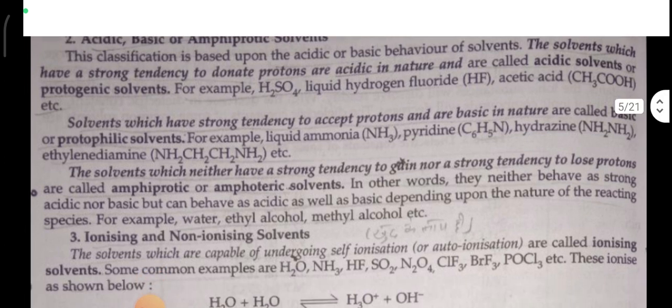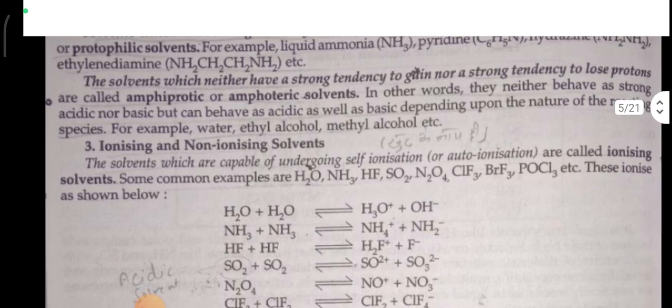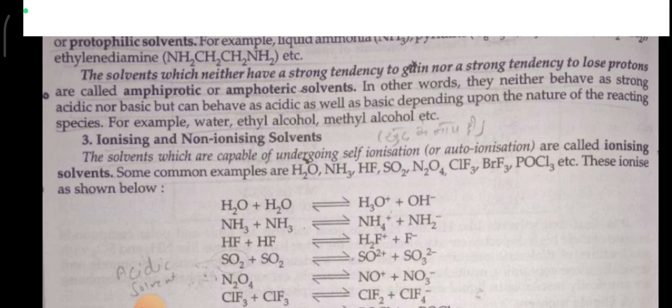The solvents which have neither a strong tendency to gain nor a strong tendency to lose protons are called amphiprotic or amphoteric solvents. In other words, they behave neither as a strong acid nor as a strong base, but can behave as acidic as well as basic depending upon the nature of the reacting species. For example, water, ethyl alcohol, methyl alcohol. Ionizing and non-ionizing solvents. The solvents which are capable of undergoing self-ionization or auto-ionization are called ionizing solvents.